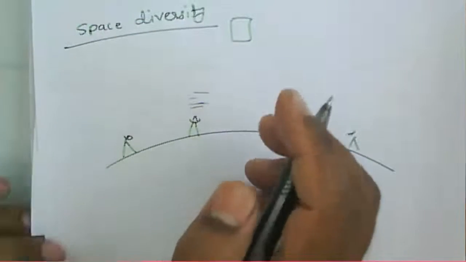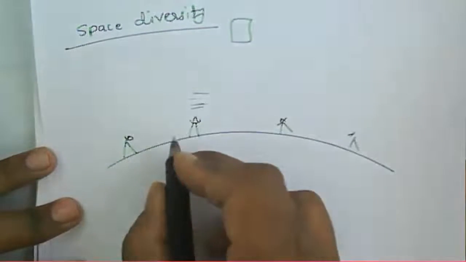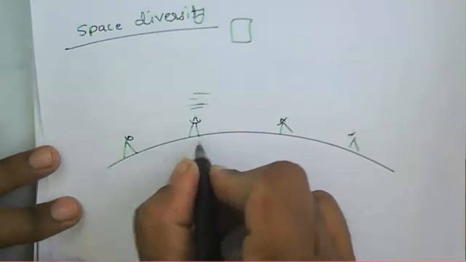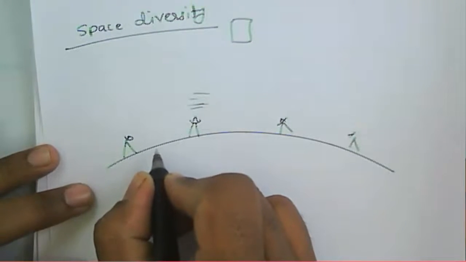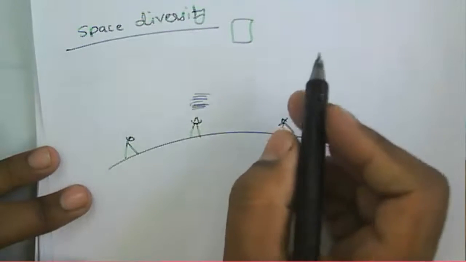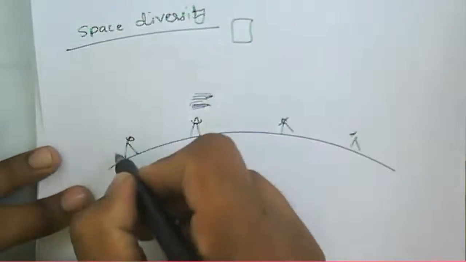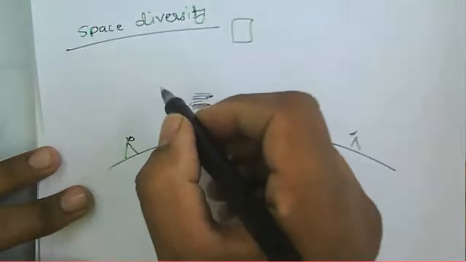Now we'll see here a space diversity. In a space diversity, we have two different Earth stations. Near one of the Earth stations there is rain, and for the other Earth station there is no rain.